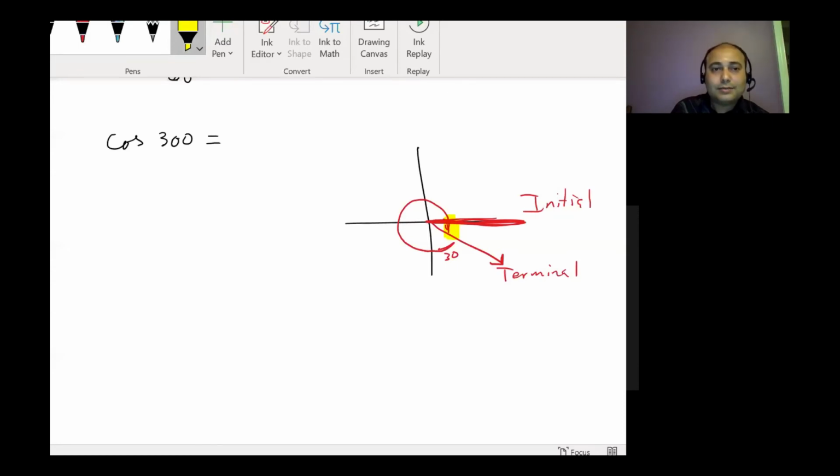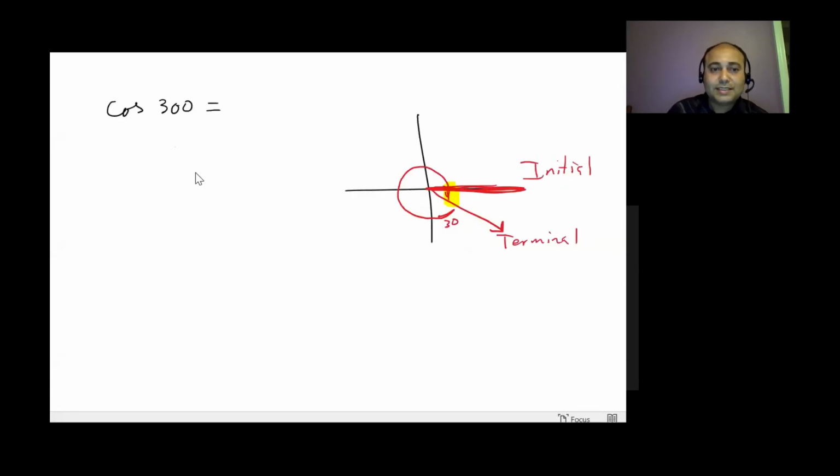All right, which is going to be 60 degrees. So that means cosine 300 is the same as cosine 60 degrees.